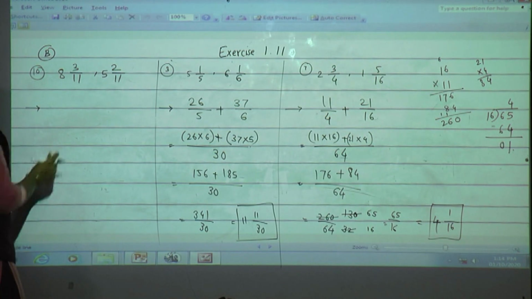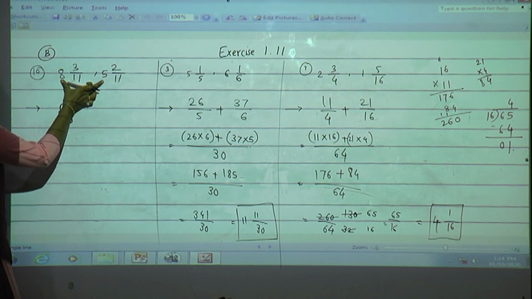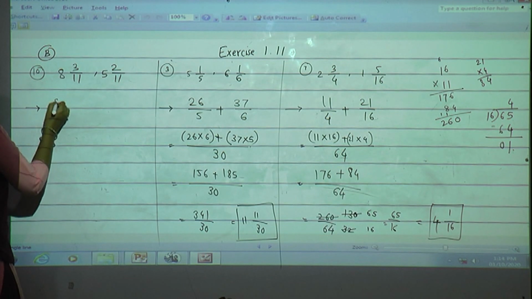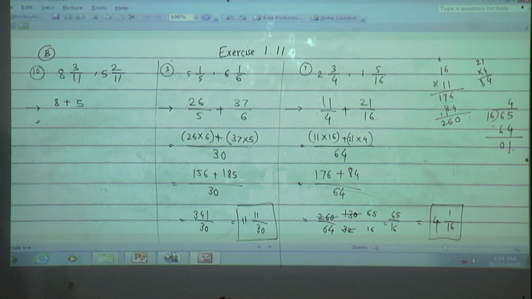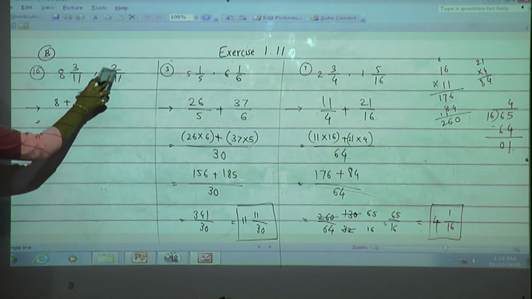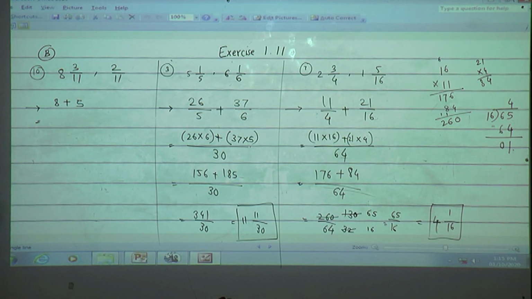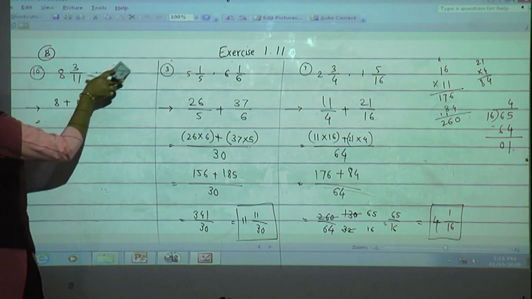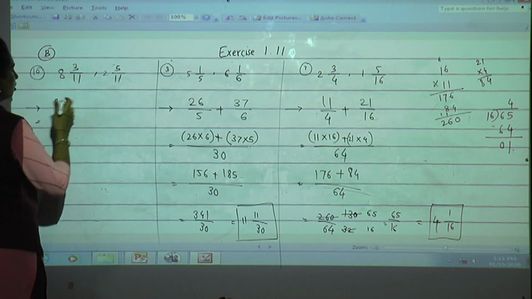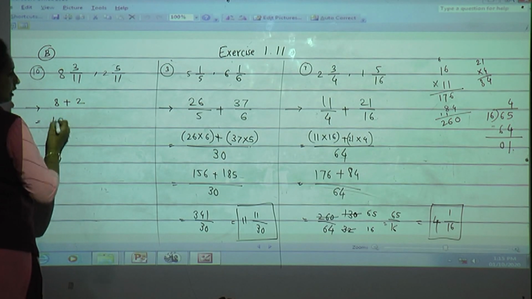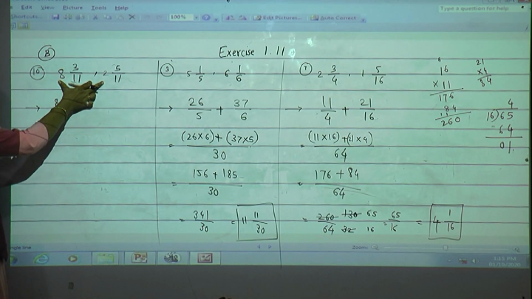Okay. So here what I'll do is first we have to add the whole numbers. What are the whole numbers? 8 plus 5 is what? Sorry. Here 2 is there in the question and here 5 is there. So 8 plus 2 is 10. So we have added the whole numbers.